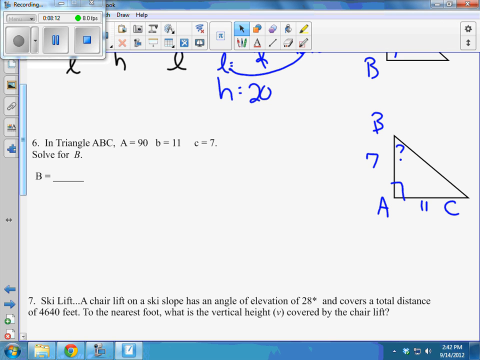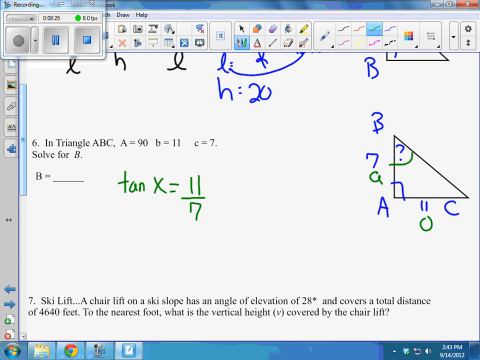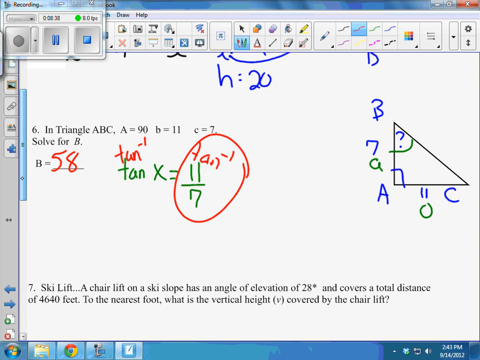So based on the angle, I have opposite, adjacent, which tells me I can again use tangent. So tangent of my angle, we'll call it x, equals opposite over adjacent. And to get x by itself, to undo tangent, I inverse it. So when I type that into my calculator, I get, and round it, 58 degrees.